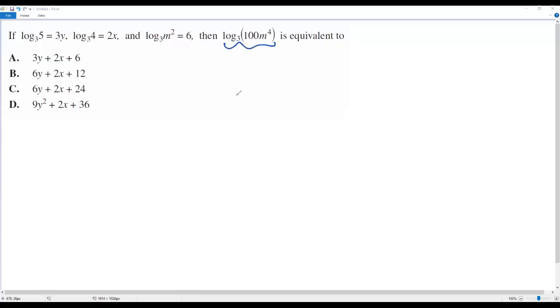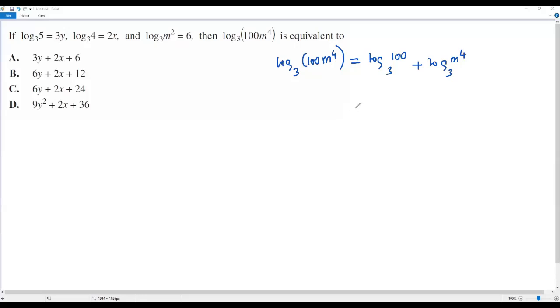Our aim is to find the value of this expression. Let's use the properties of logarithms over here. So we have log to the base 3 of 100 times m to the fourth power. In the argument, we have two quantities multiplied, 100 and m to the fourth power. Whenever two values are multiplied in the argument, we can use the product rule of logarithms. That is, we take the log base 3 of each value and add them. So we get log 100 to the base 3 plus log m to the fourth power to the base 3.